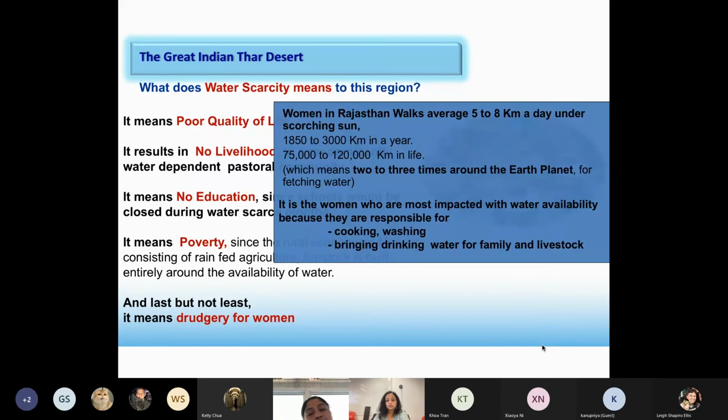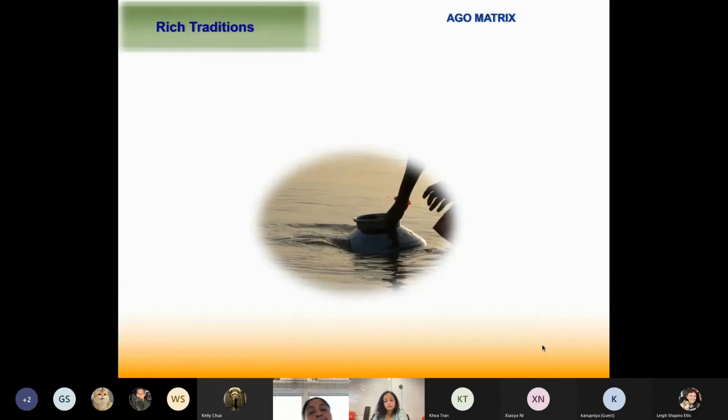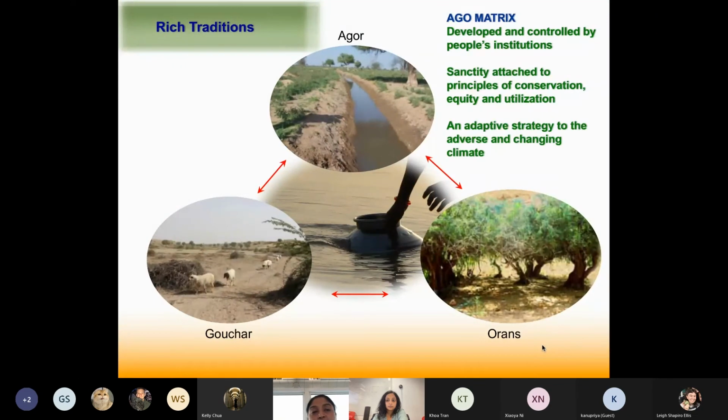collecting water. If I were to take a very conservative estimate, say she collects water for 40 years, which is obviously very conservative because she collects it for a longer period of time, she nearly travels 75,000 to 120,000 kilometers in her lifetime just collecting water, which is 3 times round the equator. So that is the amount of time that women spend just collecting water. So water availability, which is the focus of our work, becomes the first step towards poverty eradication and women empowerment.